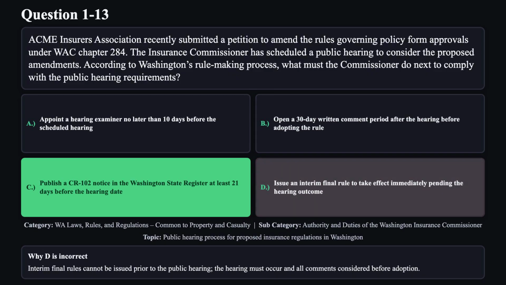Reason D is not correct. Interim final rules cannot be issued prior to the public hearing. The hearing must occur, and all comments considered before adoption.